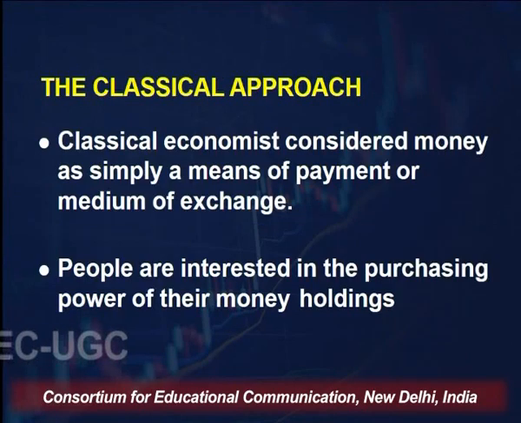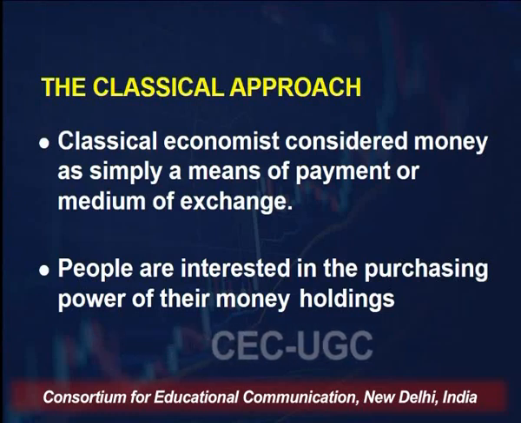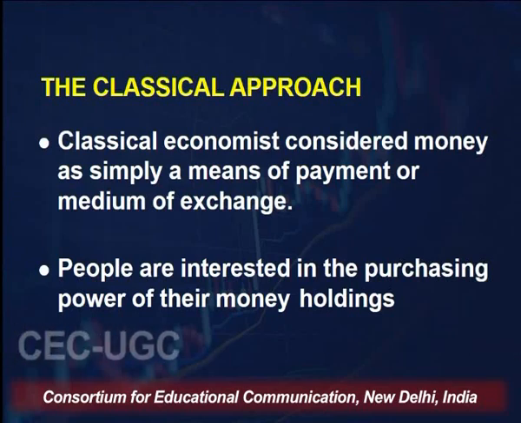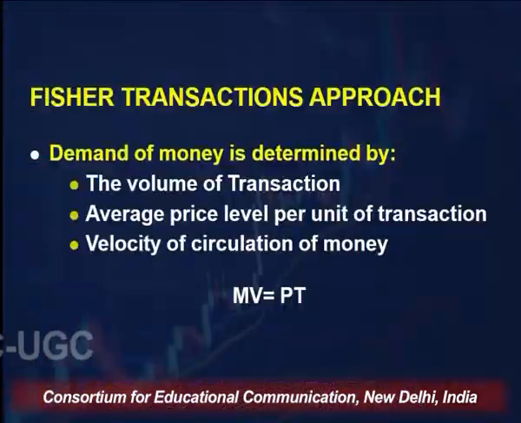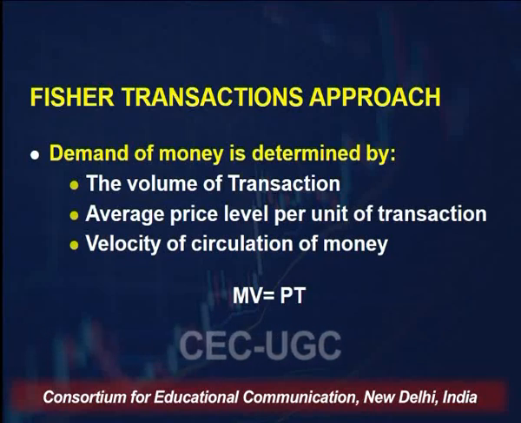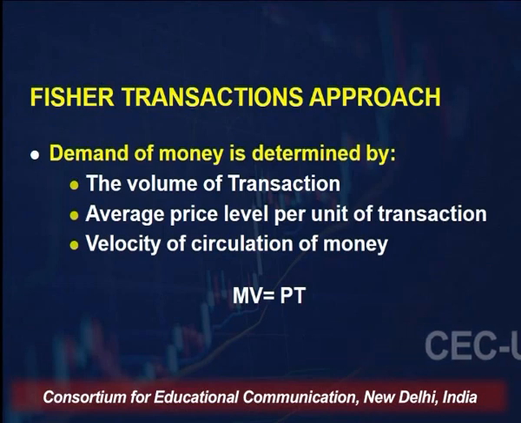So quickly, if we see the classical approach, classical economists considered money simply as a means of payment or medium of exchange. People are interested in the purchasing power of their money holdings. Therefore, the basic function according to classical economists was the medium of exchange. Now there is one theory given by Fisher, Fisher's transaction approach. Money is a medium or means of buying goods and services. It is the amount of money people have to hold to undertake a given volume of transactions over a period of time. So demand for money is determined by Fisher as MV = PT. It depends on the volume of transactions, the average price level per unit of transaction, and the velocity of circulation of money.